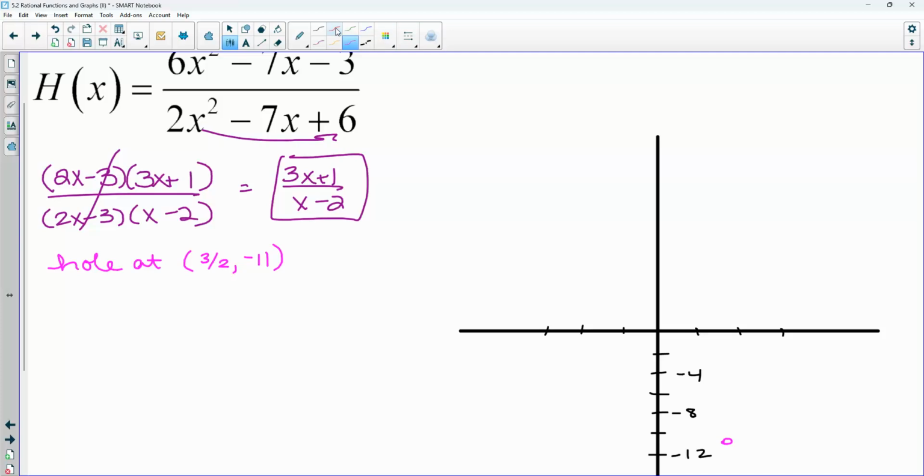All right, x-intercept. That's when we hit the x-axis, which means y is 0. If you set a fraction equal to 0, it's just when the numerator equals 0. So we get negative 1/3. Y-intercept is where you hit the y-axis. If you're on the y-axis, that means x is 0. So if you put in 0 for all of your x's, you get 1 over negative 2, so negative 1/2.